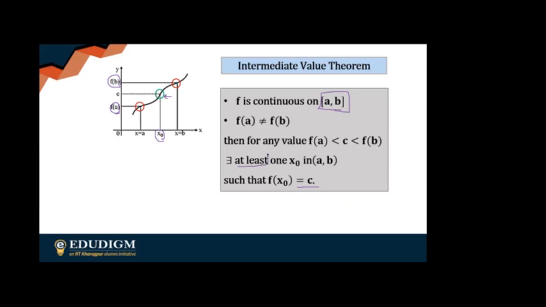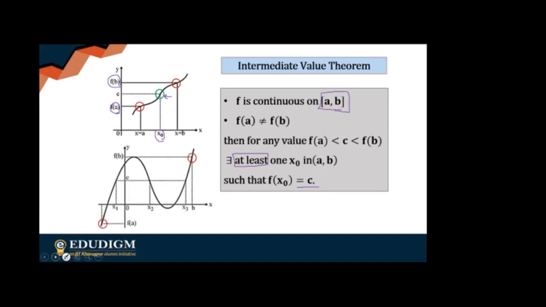And now let's just concentrate on this part, at least one value. Look at this part. I have taken f(a) and f(b) here. So this is f(a) and f(b). Between that, we have taken c. Take any point. So you will actually see at least one x naught. Here we have taken x1, x2, x3. But at least one point will be there for it to be having that functional value. I hope this is okay with all of you.